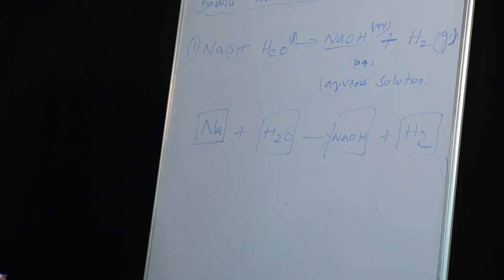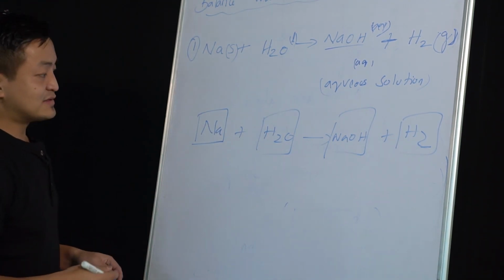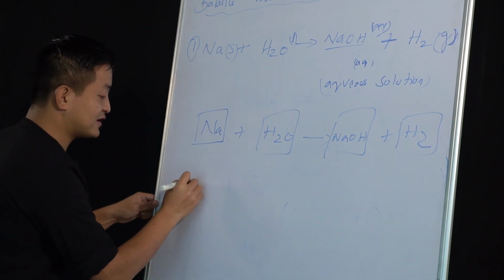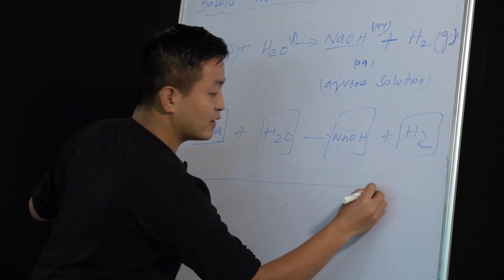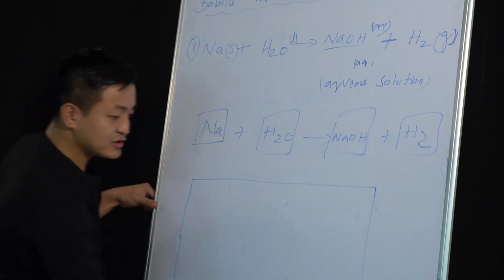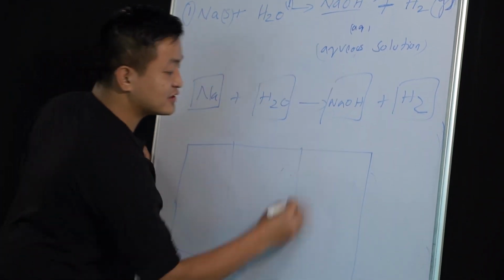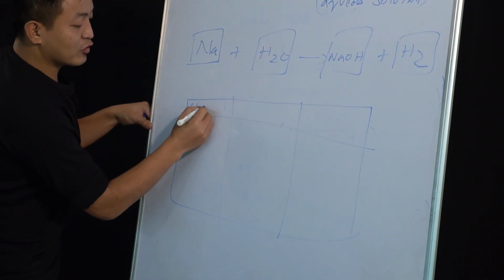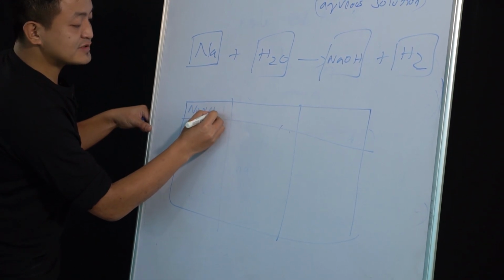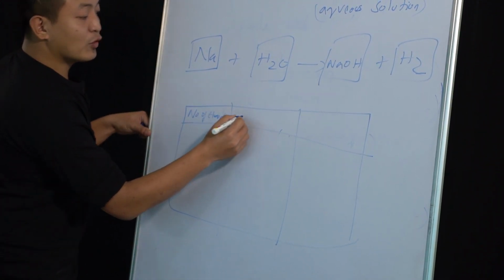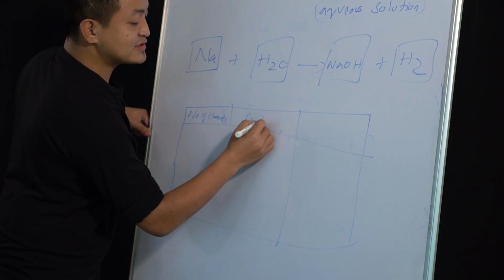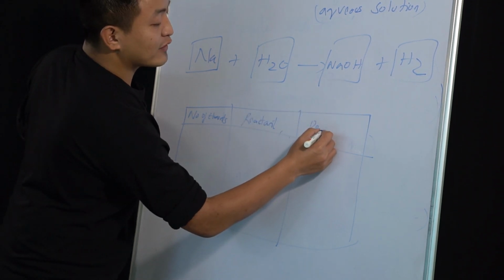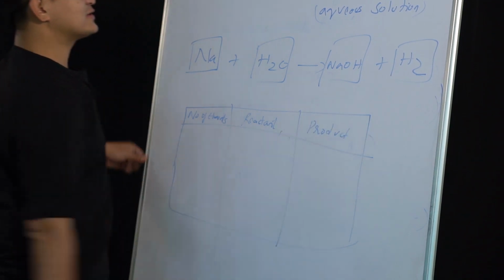The second step is to list the number of elements. Whatever elements are here, we will list down. For the second step, you have to draw three boxes here. The first one will be for the number of elements. The second one will be the reactant, that means the left hand side. And the third one will be for the product, that will be the right hand side.